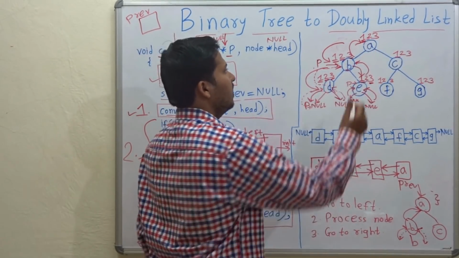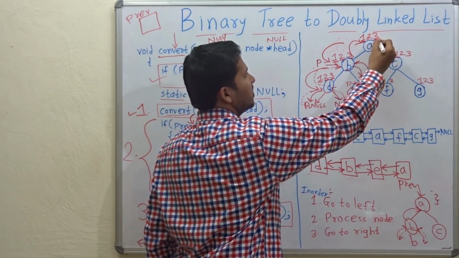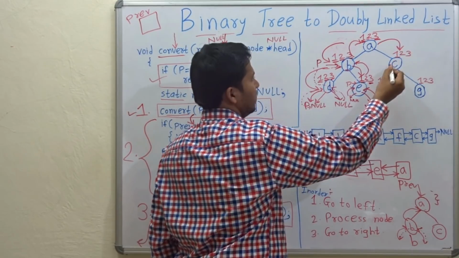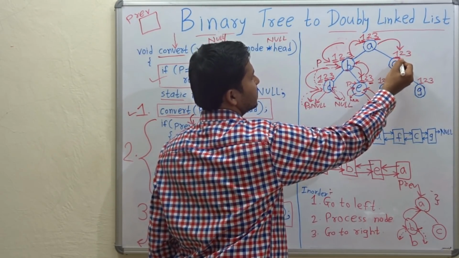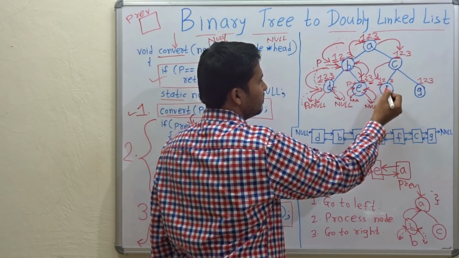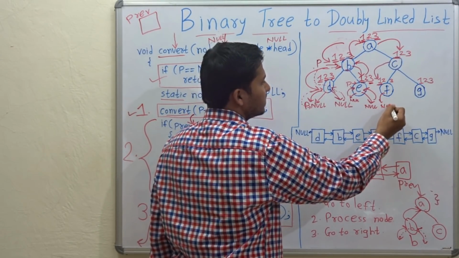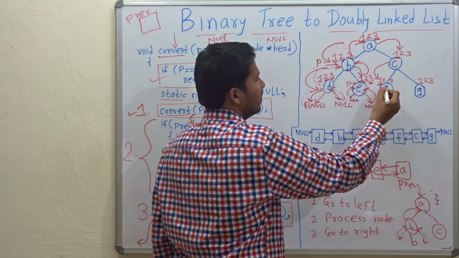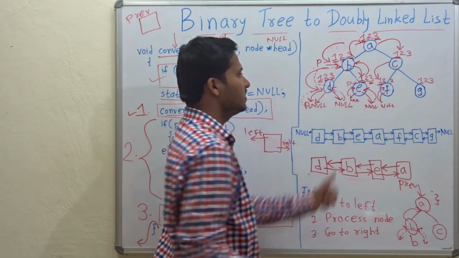Now at A, as the second step is over, let's go to the third step, which means we have to go to the right. At C, let's go to the first step, which means we have to go to the left. For F, let's go to the first step, going to the left. As left is null, we have to come back.